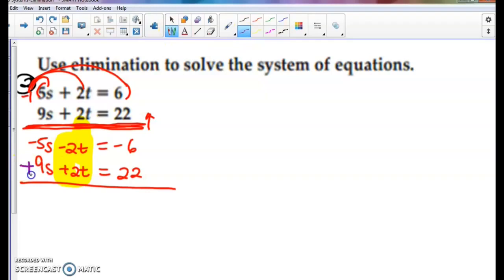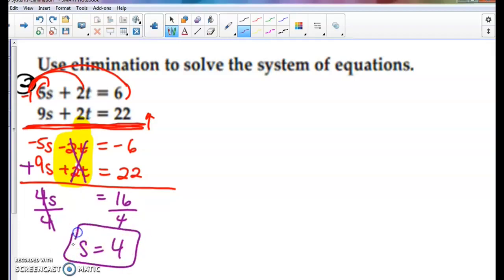So plus. And now, once again, we just combine our like terms and add up and down, kind of like grade school addition. We got negative 5s plus 9s is positive 4s. Our negative 2t plus 2t is eliminated, so it cancels out. And then negative 6 plus 22 is a positive 16. To solve for s, we're going to divide both sides by 4. And now 16 divided by 4 is 4. So I have my s value.